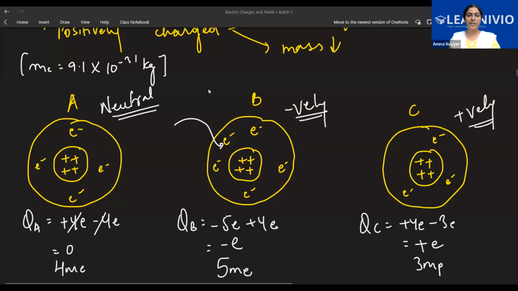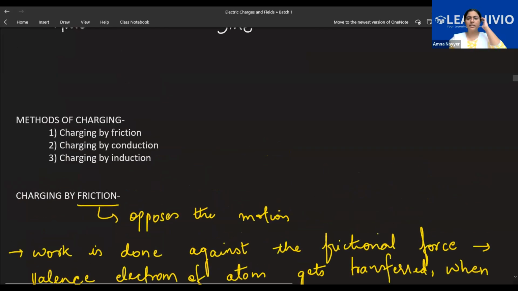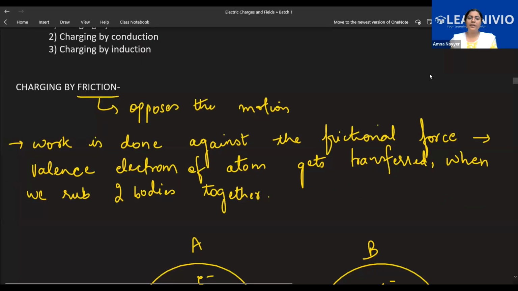Okay, Ali. Let us just start with charging by friction then. So these are the three methods of charging. You can copy it later. See, when we're talking about charging by friction, what was the friction force? Friction force you studied in class 11. We have discussed it. What do you remember about the frictional force?